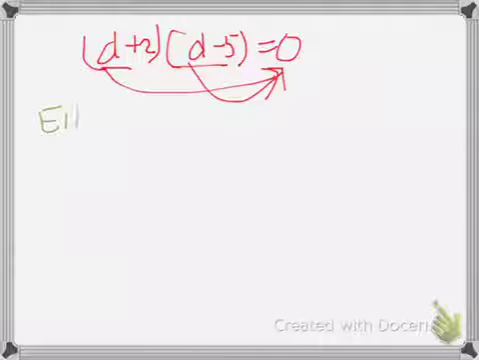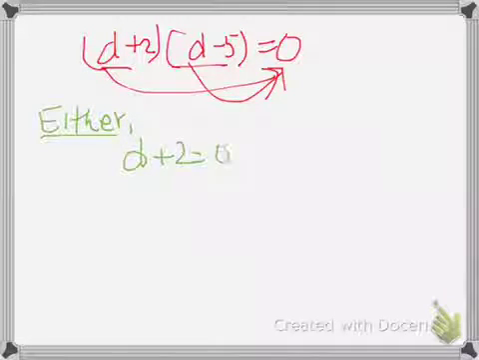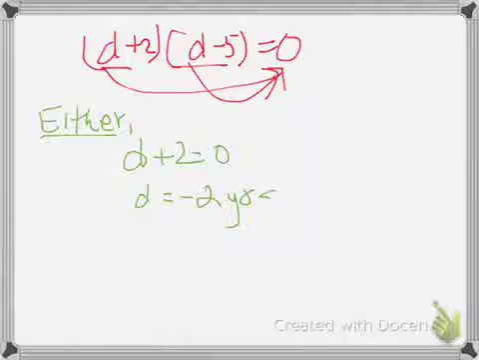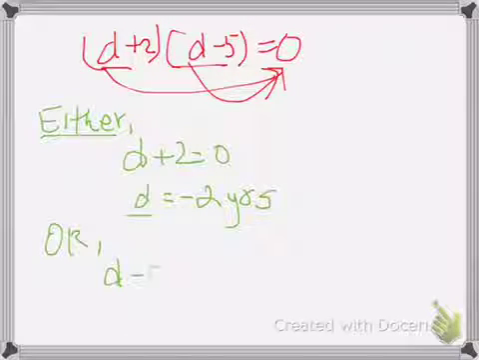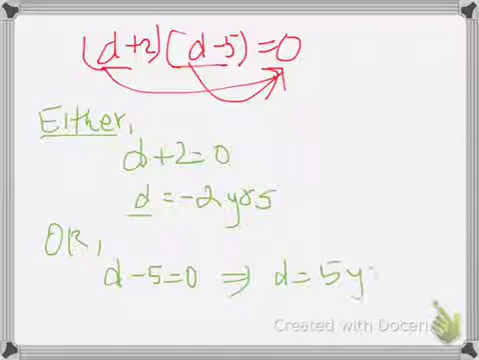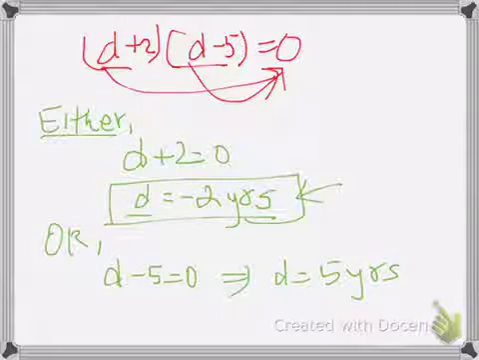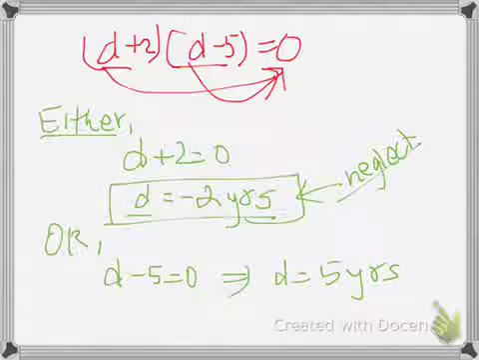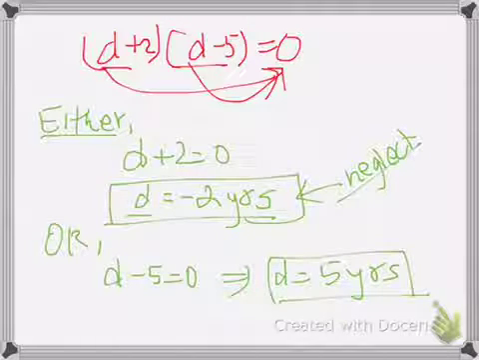So I can write either d plus 2 is equal to 0, this gives d to be negative 2 years, as we have supposed d to be the present age of daughter, or d minus 5 equals 0, this implies d equals 5 years. So once again, we have to neglect this negative sign, because age of daughter cannot be negative 2. It must be 5 years, that is positive 5 years.